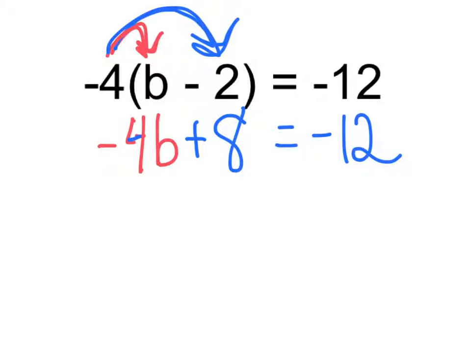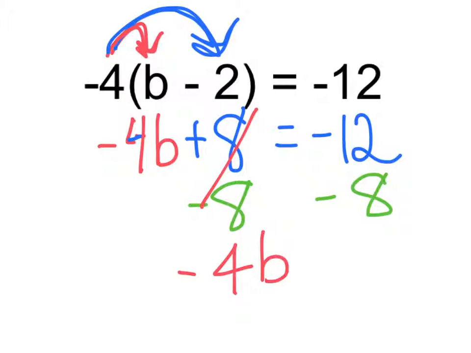And now I know that we need to get the variable by itself, right? So we're going to apply the inverse operation and subtract 8. And if we subtract it from one side, we've got to subtract it from the other. And I know that 8 minus 8 is, of course, 0. So all we're left with is negative 4b. Negative 4b on the left side is equal to what? Negative 12 minus 8 is negative 20.